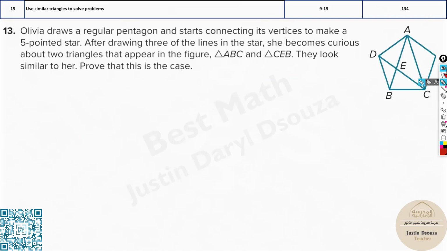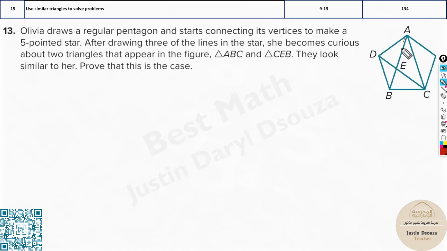And now we have some real world problems. Olivia draws a regular pentagon. Pentagon means having 5 sides and regular means all the sides are equal. And she starts connecting its vertices to make a 5-pointed star. Okay, she wants to do a 5-pointed star. But after just drawing 3 lines in the star, she becomes curious about the 2 triangles that appear in the figure. Can you see this ABC and CEB? These are the 2 ones.